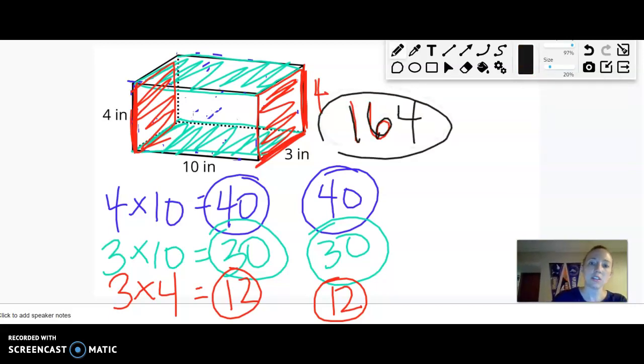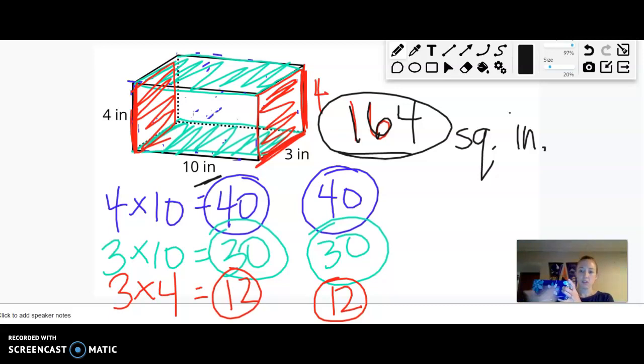164 is the total surface area in inches, so we have square inches. That's how many little squares it would take to cover that 3D shape. Okay? Front and back, match. Top and bottom, match. Side and side, match.